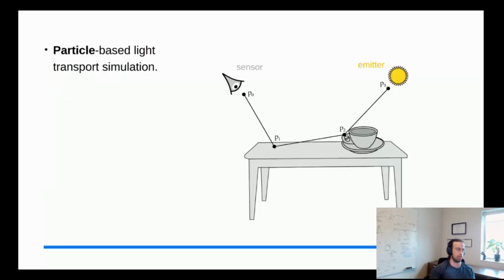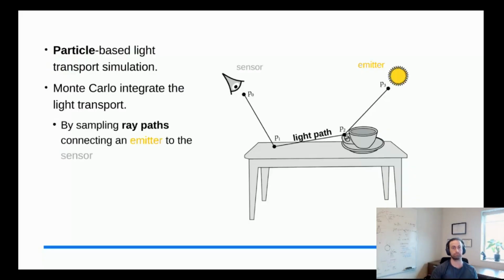Path tracing is a family of techniques that aim to simulate the light propagation interaction in a scene. And path tracing is often indeed what is used to render the realistic images that we see in animated films and movies. Path tracing does particle-based simulations, where these trajectories of particles of light are traced in order to form paths that connect an emitter to the sensor, and then by summing up the contribution of many such paths, we Monte Carlo integrate for the light transport through the scene.